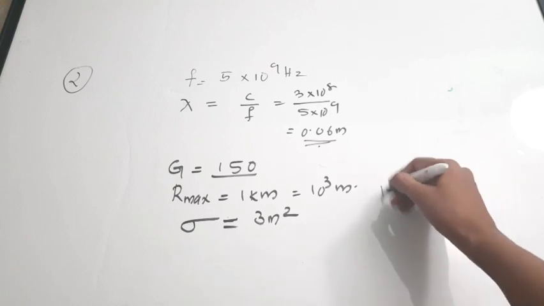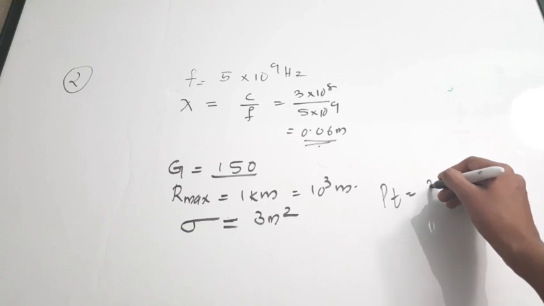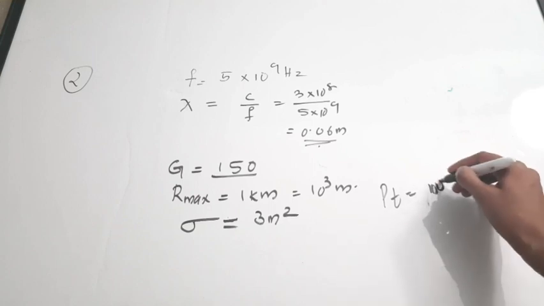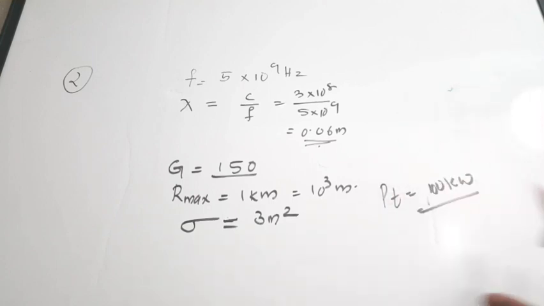Also, PT is given 100 kilowatts. So these are the details given in the question. Now, what is the equation? Earlier in the first question, we have discussed the equation in terms of S minimum. But I have said that there also, we can replace S minimum with received power. So the equation will get changed like this.